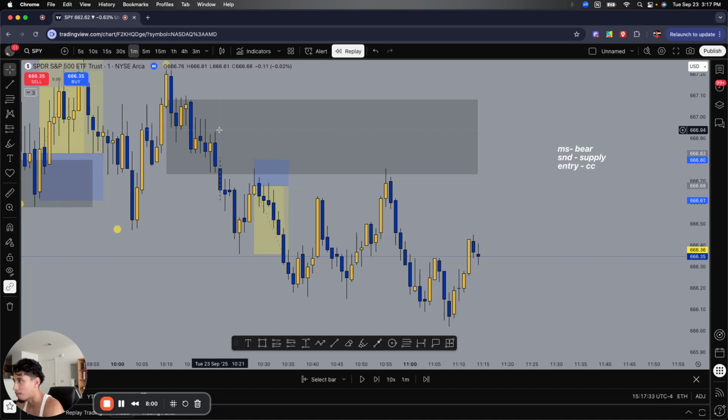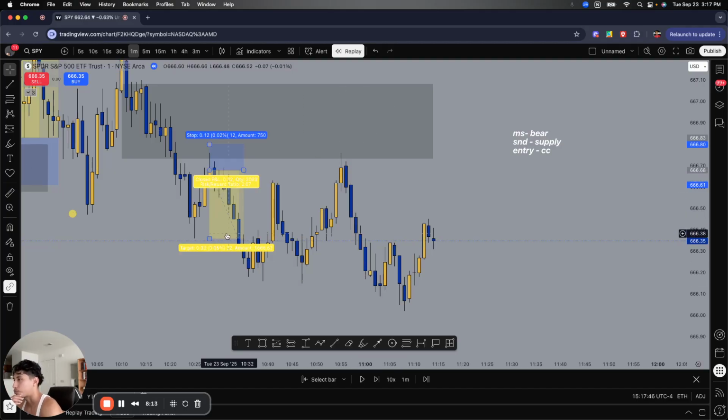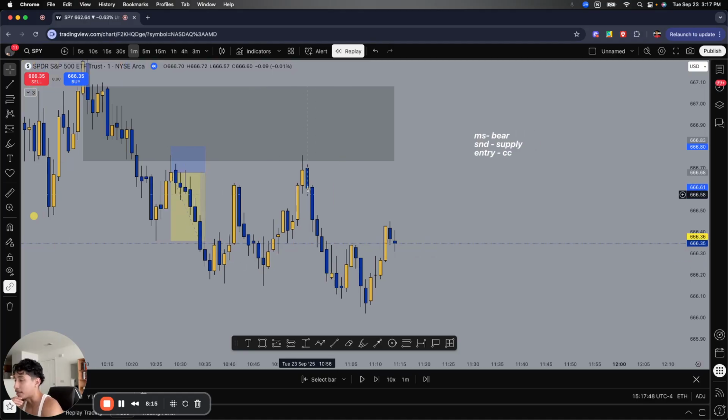Very simple. It came back up after that zone was created. After this was actually a break of structure, it came back up, tapped in, and then it rejected perfectly. It rejected perfectly, and it came back up here again. So as you can see, boom. Yeah, that was basically it.